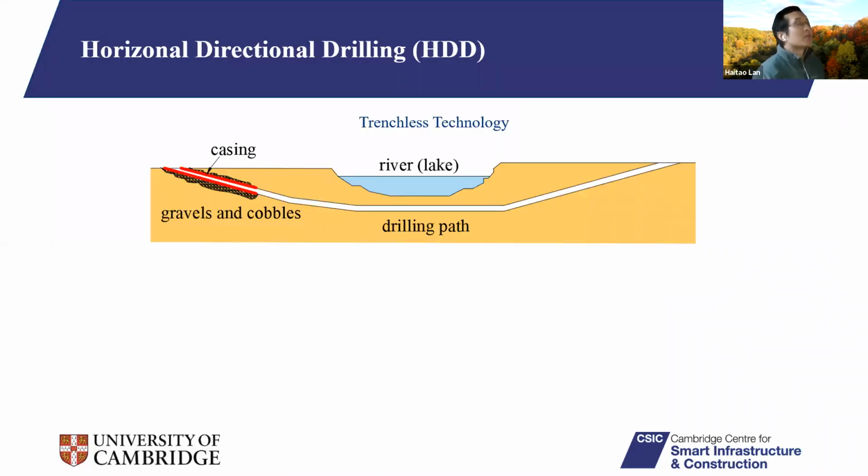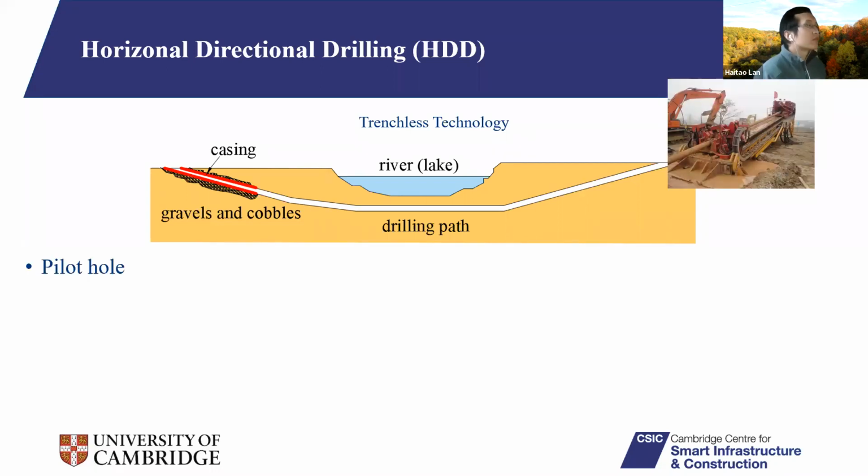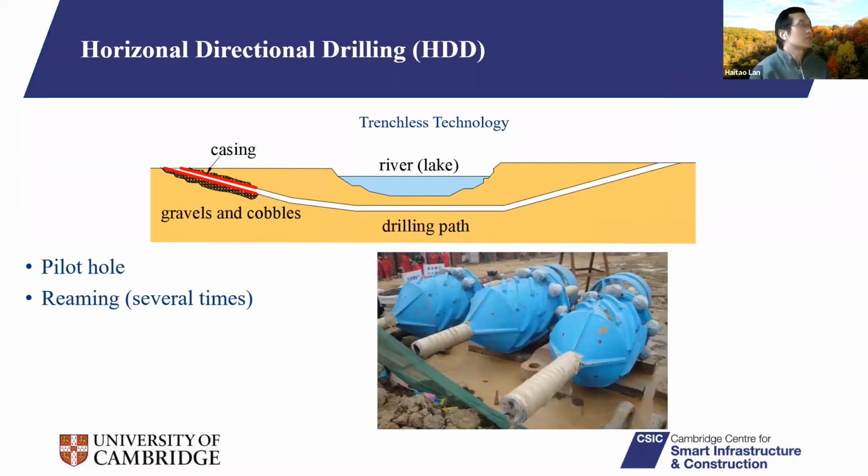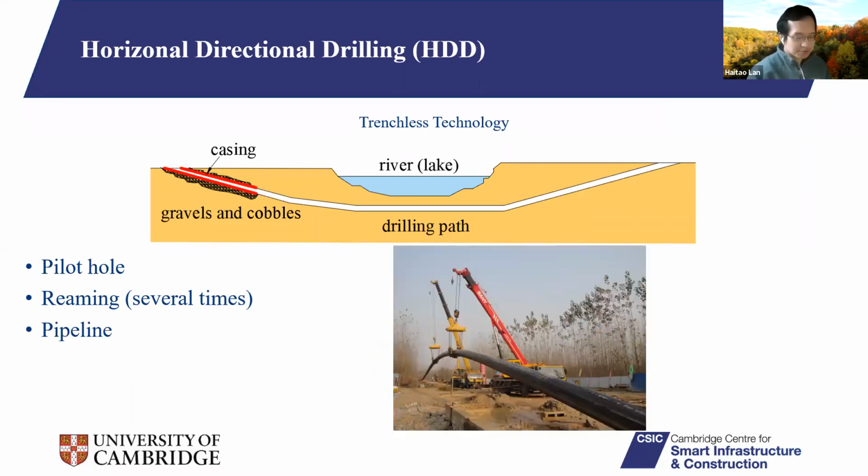Horizontal directional drilling, some of you probably heard this before. It's one of the most important pipe installation methods used in trenchless technology. Imagine you want to install a pipeline across a river or lake. You cannot just dig out a trench and put the pipeline in. So the first step is to drill a pilot hole from one side of the river to the other according to a drill path. The second step is to use reamers to enlarge the borehole several times to a target diameter, usually 1.2 or 1.5 times the pipe diameter. And the last step is to put the pipeline into the borehole.